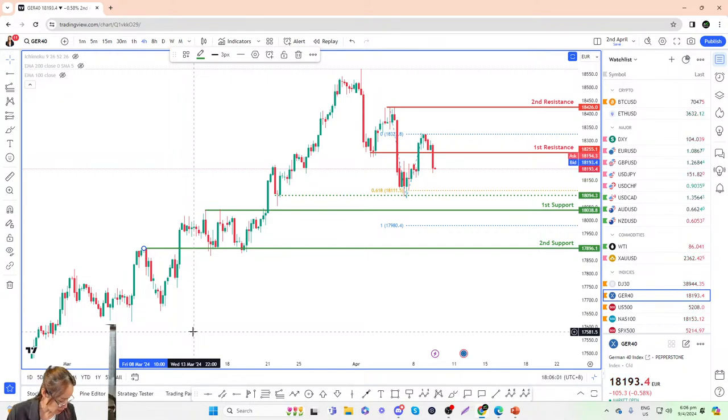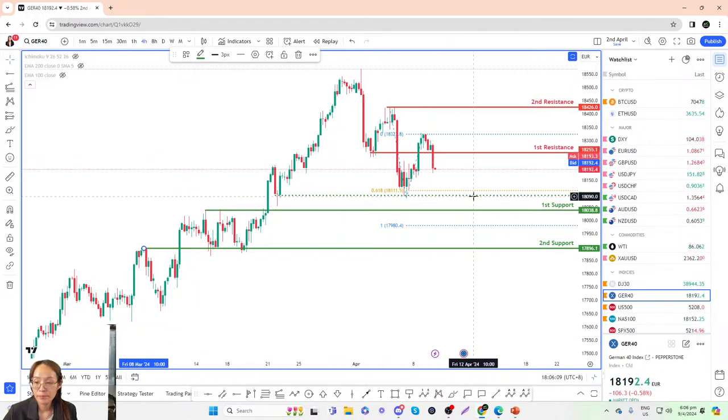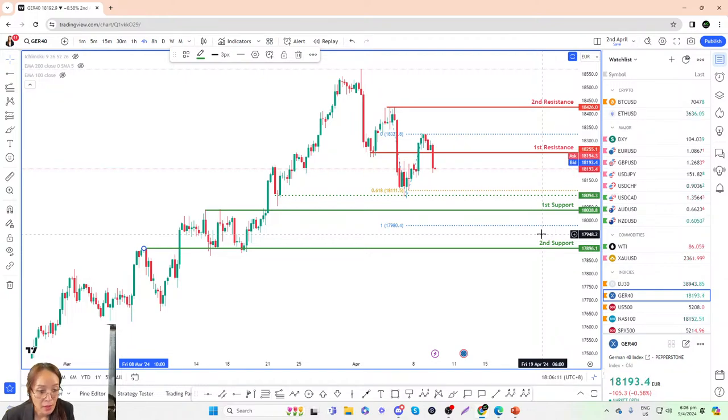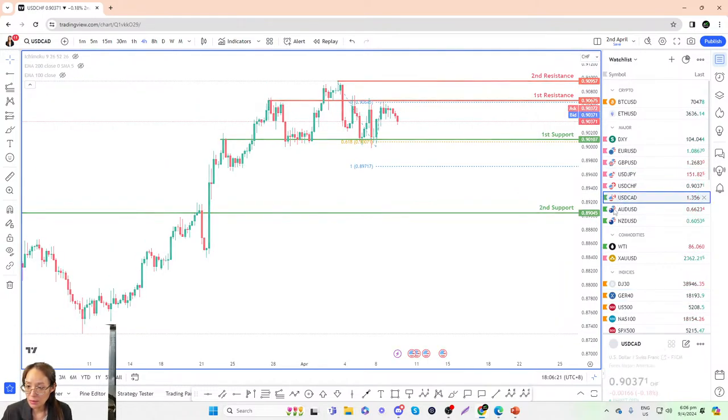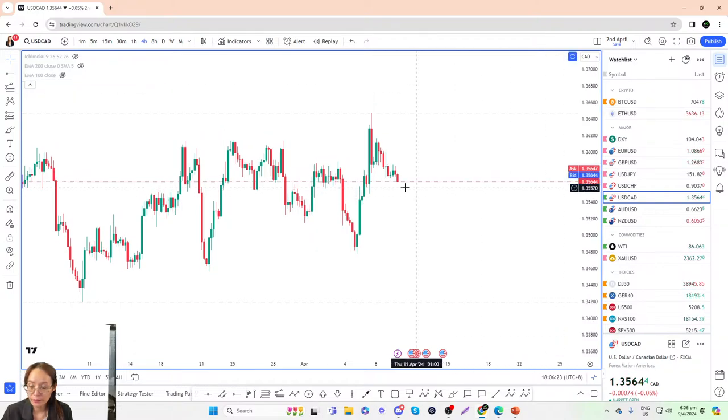Price for gold is falling already. We see how far it can fall. We still have at least 20 minutes. Let me just go through all the majors.